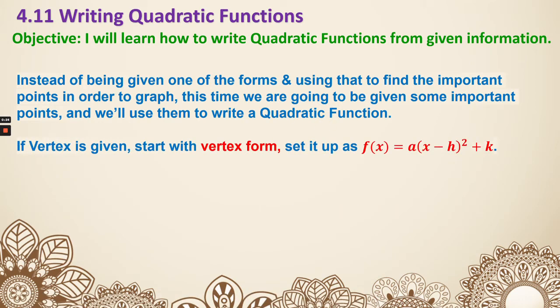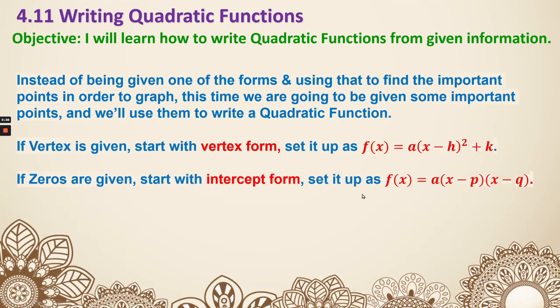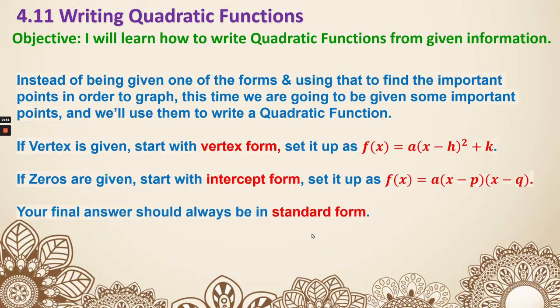If a vertex is given, we are going to start with the vertex form because that's easy to set up. We just have the h and the k. The a we don't know, we're going to need to solve for that, but at least for the setup, we're going to use the vertex form. If zeros are given, because zeros are also known as x-intercepts, we're going to start with the intercept form. So just replace the p and the q because these are going to be from the zeros. Leave the a, we're going to use another point to solve for a. Your final answer should always be in standard form.